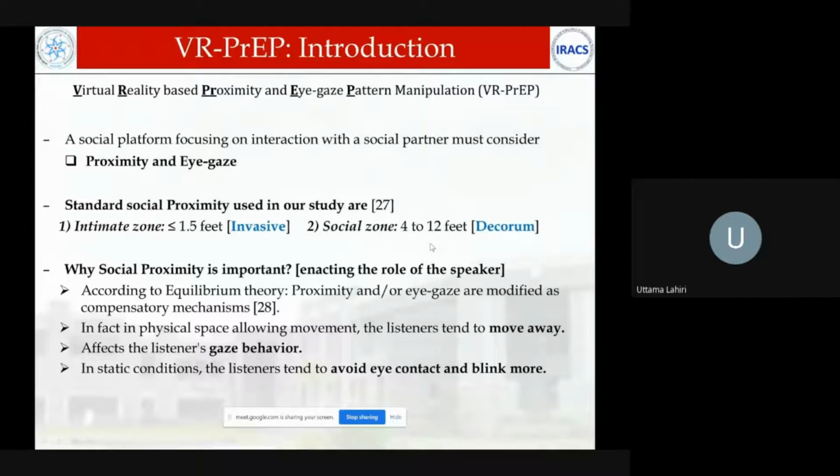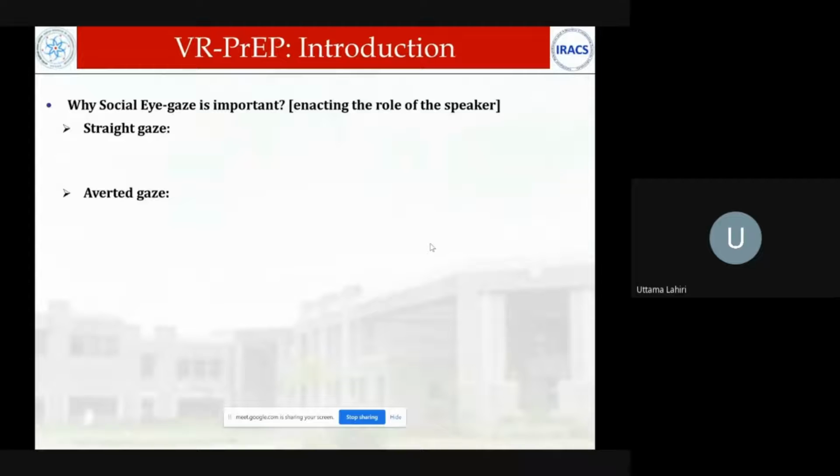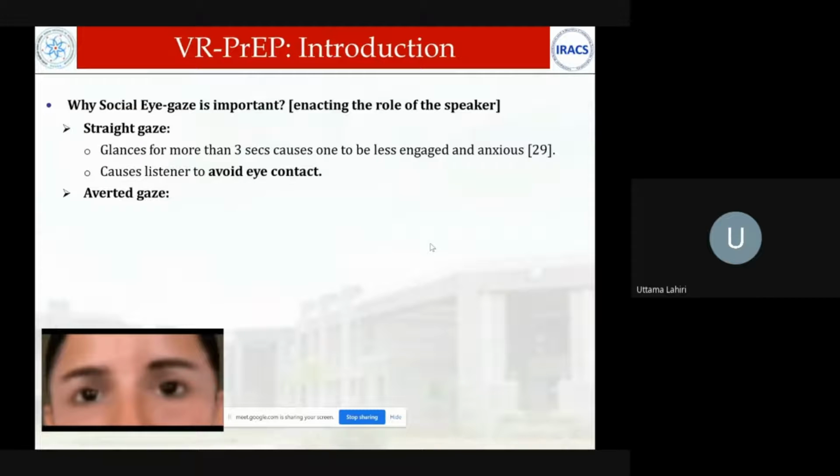Nothing has been presented in literature as far as the VR or virtual space is concerned. We wanted to see whether the same holds good even in a virtual reality-based environment. In fact, you will find that when it comes to social gaze, there are three broad types of gaze. One is the straight gaze, another is the averted gaze, another is the normal gaze. Now, the straight gaze is one continuously looking towards the speaker, which can make the speaker engaged and anxious, right?